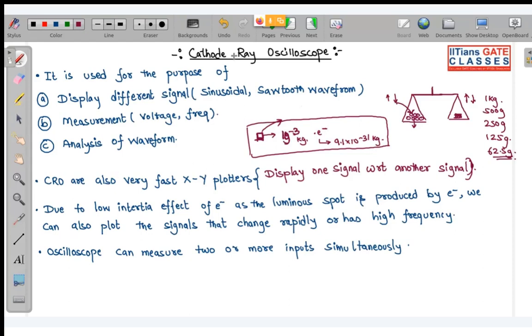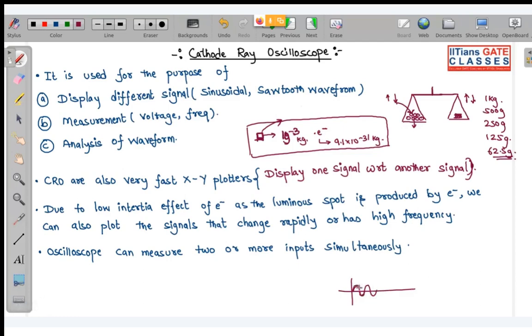So that is why the CRO works this way, it has very low inertia, and due to low inertia I can plot a signal which is changing rapidly. It can plot a signal which has very high frequency. Why? Because a high frequency signal changes very fast, and when it changes very fast, its magnitude is changing very fast.